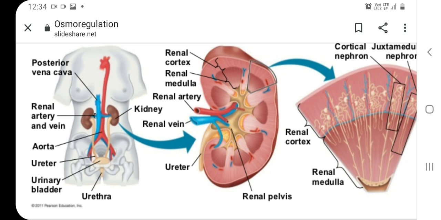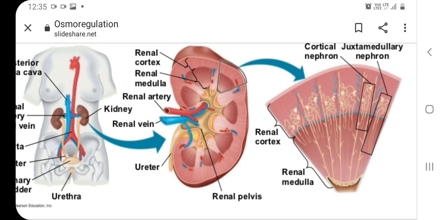The posterior vena cava takes in the blood from the lower region of the body to the heart. Then there are the renal arteries and renal vein. The kidney is a bean-shaped structure. It has two distinct regions, the cortex and the medulla.